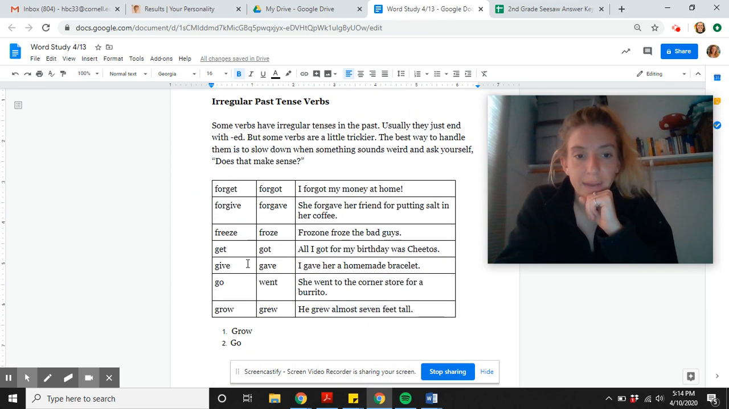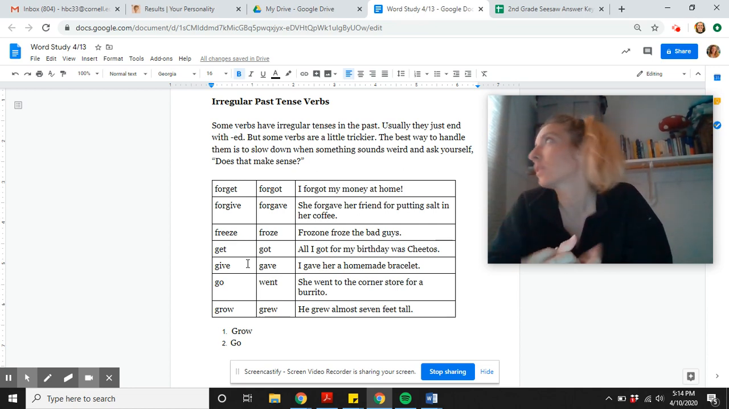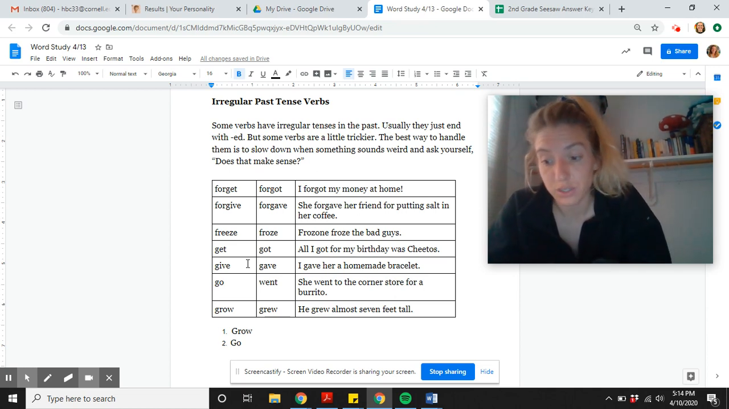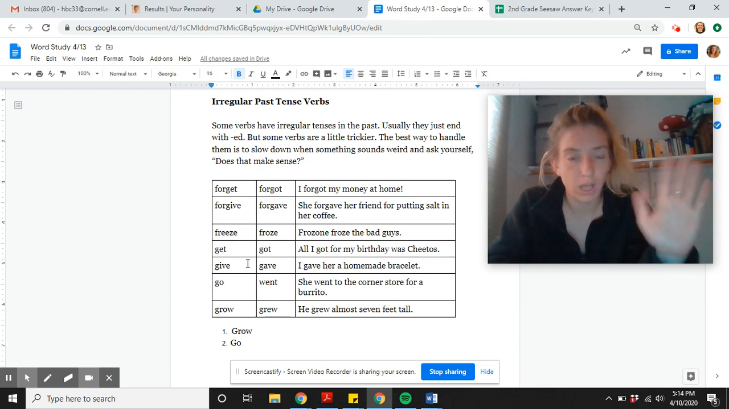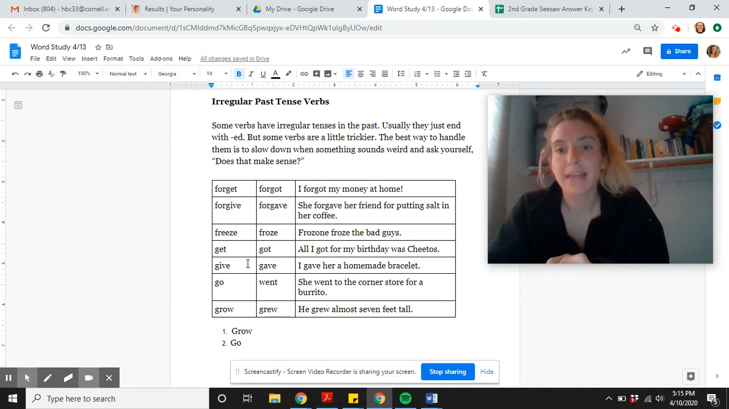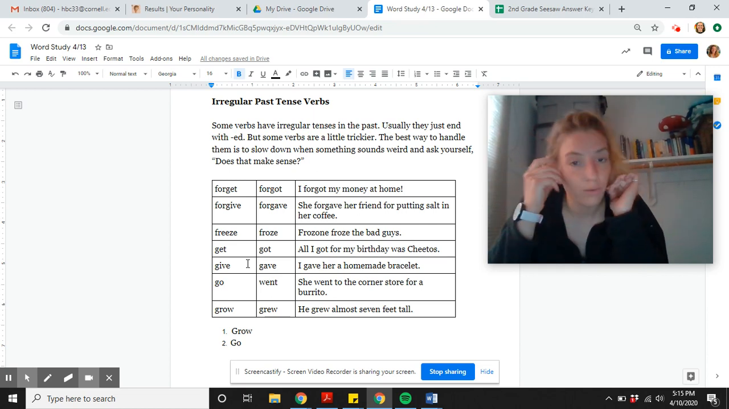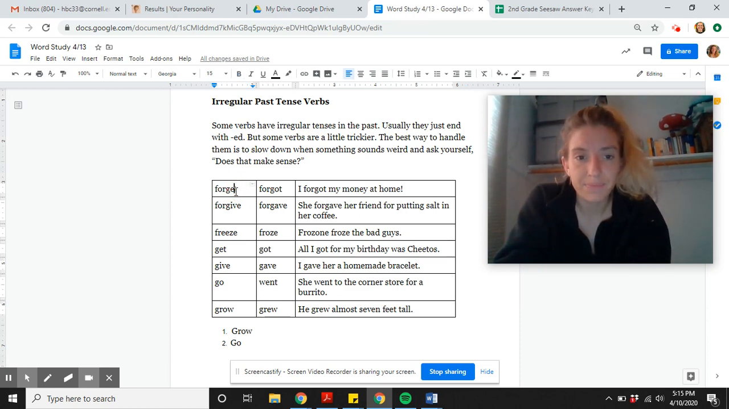All right. Now we have some of our irregular past tense verbs. We've been working through a super long list of these. We're definitely going to have a bingo game of them at some point super soon. Okay. So usually, like I said before, verbs just end in ed in the past, but there is a whole list of verbs that you gotta just memorize because they're a little tricky, and they usually stick out because we've heard them and we've read them a lot. So if you find yourself getting something sounding kind of weird, you just gotta slow yourself down and say, "Does that make sense?" The past tense of forget is forgot.